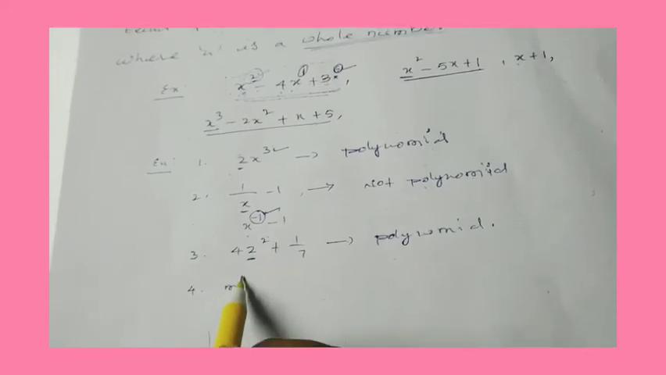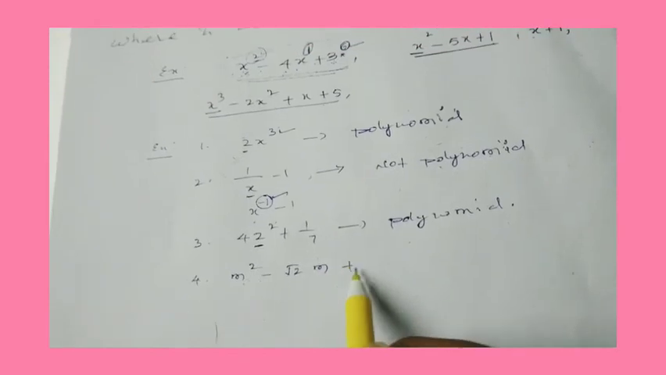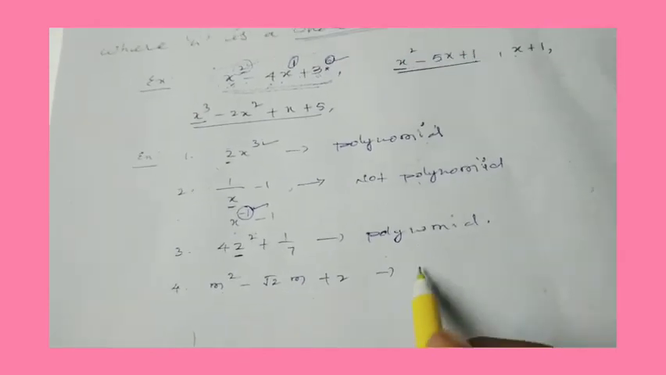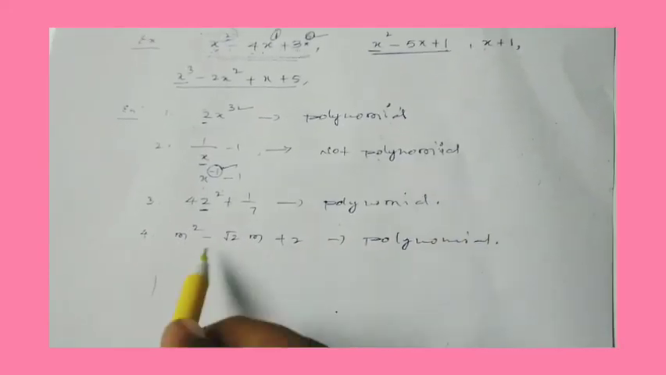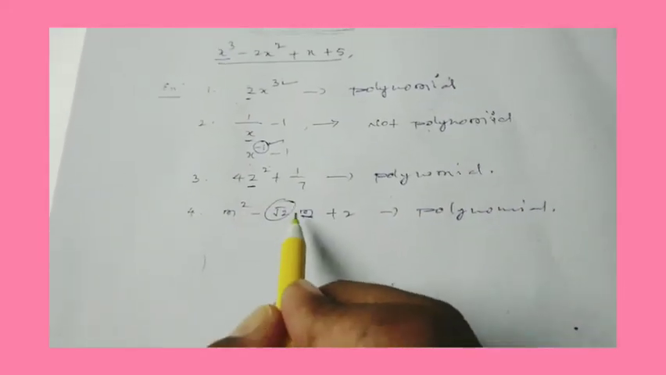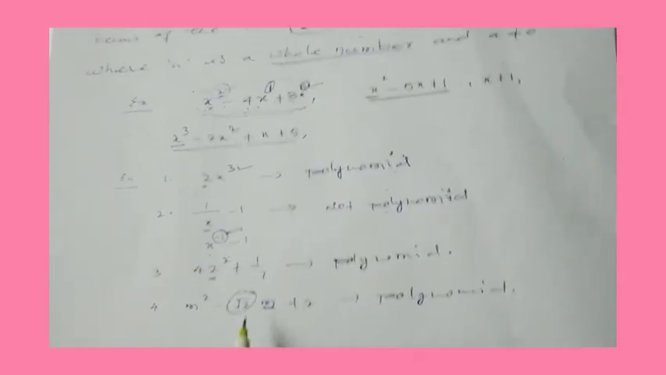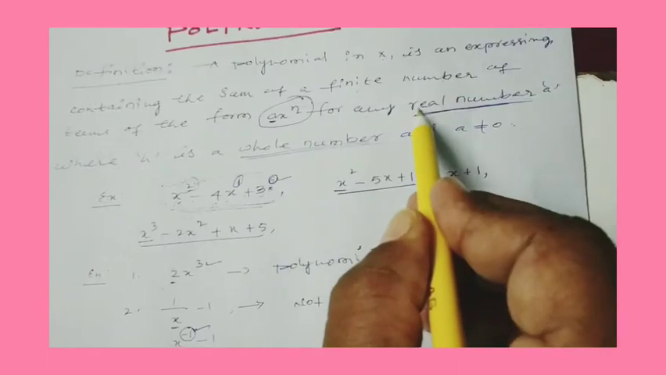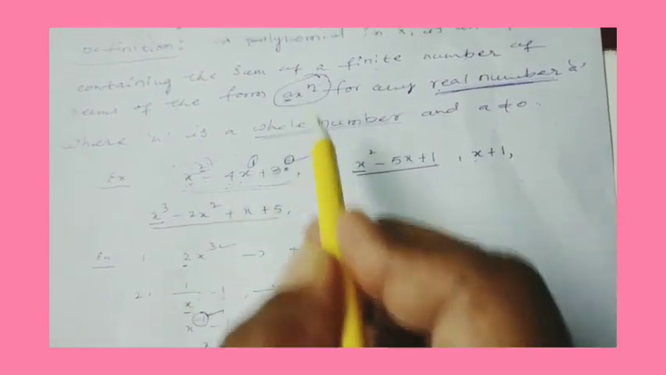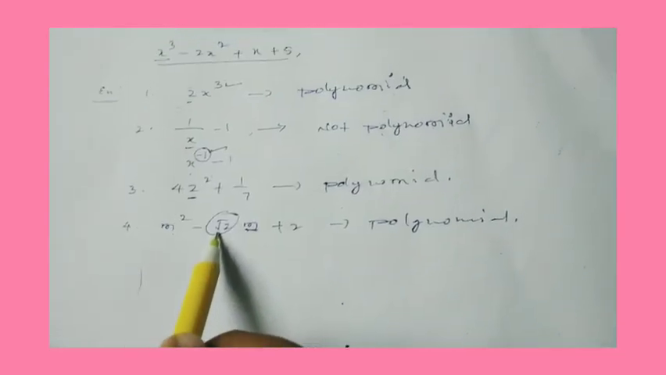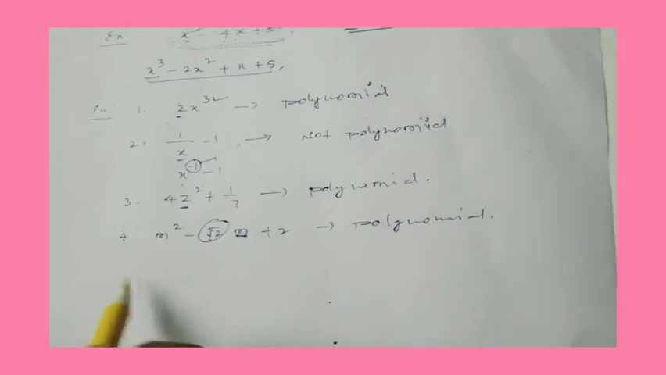m square minus root 2m plus 2. Is this a polynomial? Yes, this is a polynomial only. Here the coefficient of m is an irrational number. Even then, no problem. An irrational number is also a real number. Here we already wrote that a is a real number. Yes, root 2 is an irrational number. Irrational numbers are also real numbers, and rational numbers are also real numbers only. So it is a polynomial.